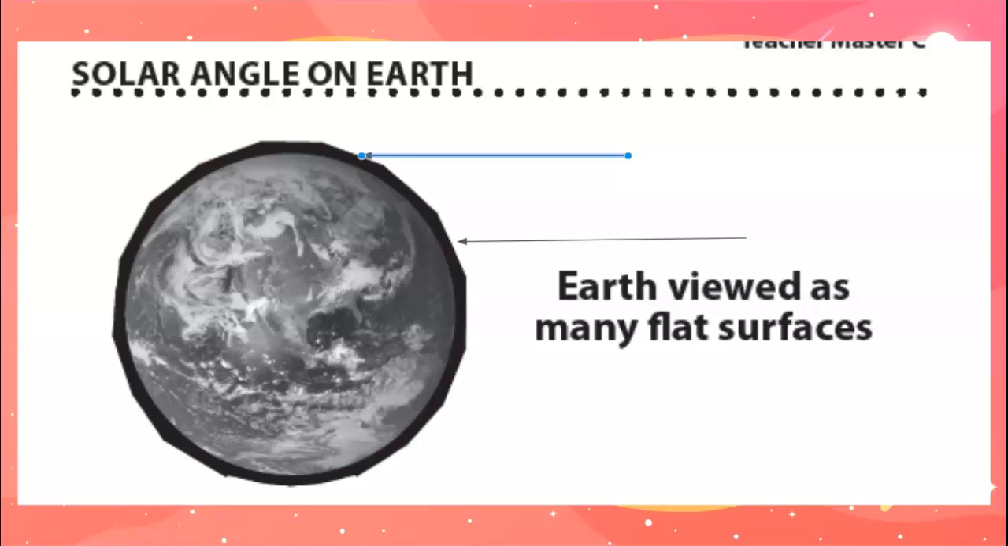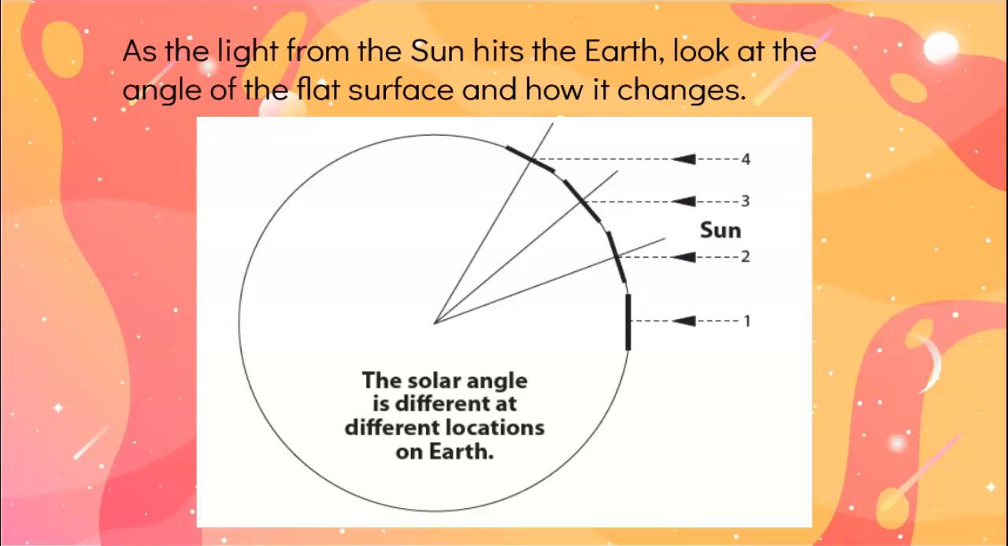So we can see this if we think of Earth's surface as a model of lots of little flat areas. As the light from the sun hits the Earth, let's look at the angle of the flat surface and how that changes. So here we have the sun hitting the Earth, and these are those 4 little areas that are flat. Okay, ray 1, right here, happens to strike the Earth exactly perpendicular to the surface. So it's at a 90-degree angle. Light ray 2 doesn't strike perpendicular to the surface because the sun is farther north. The solar angle, when compared to Earth's surface, is about 60 degrees.